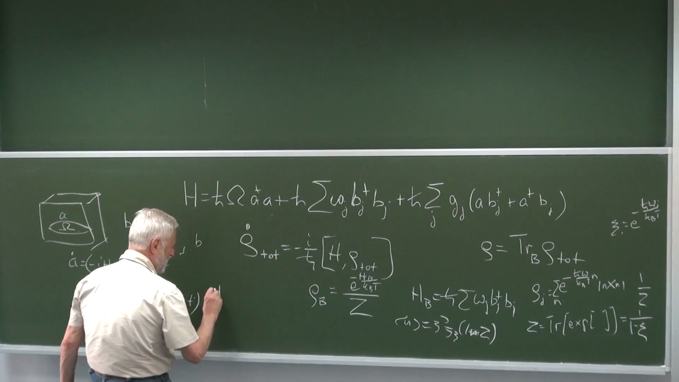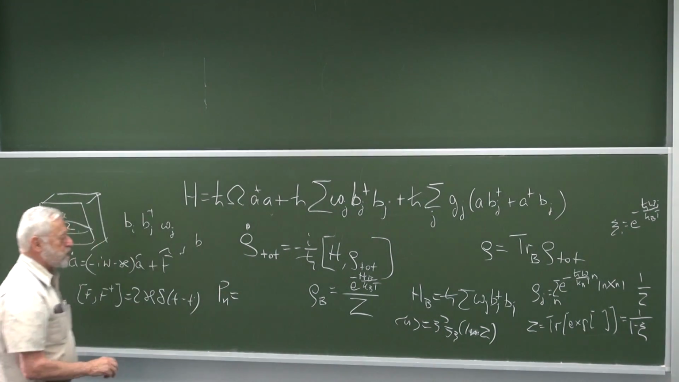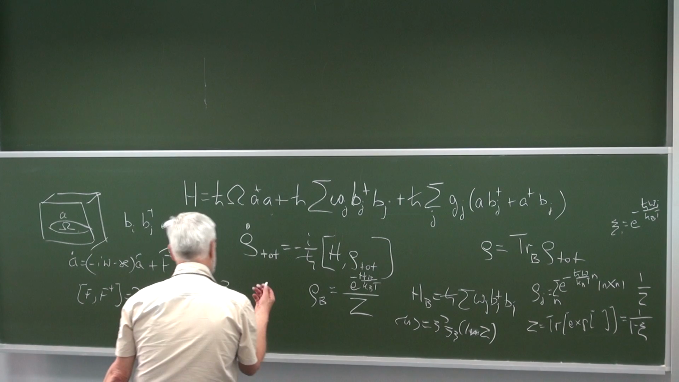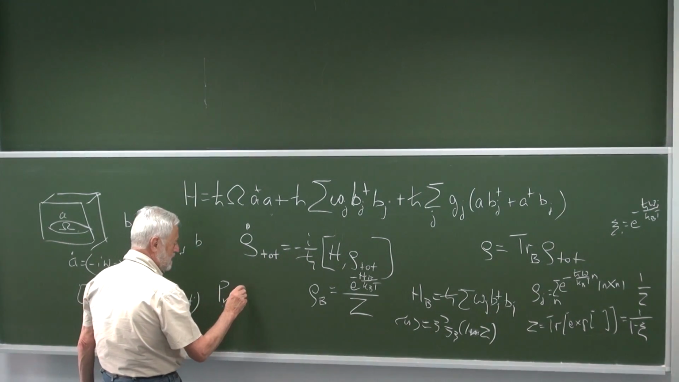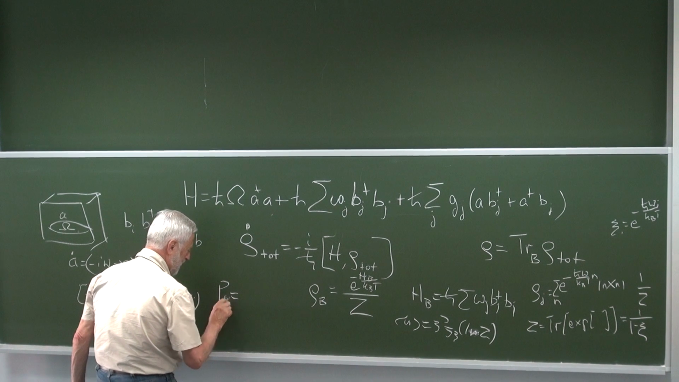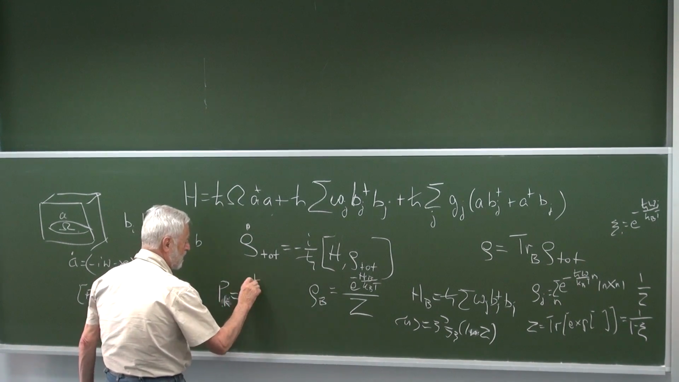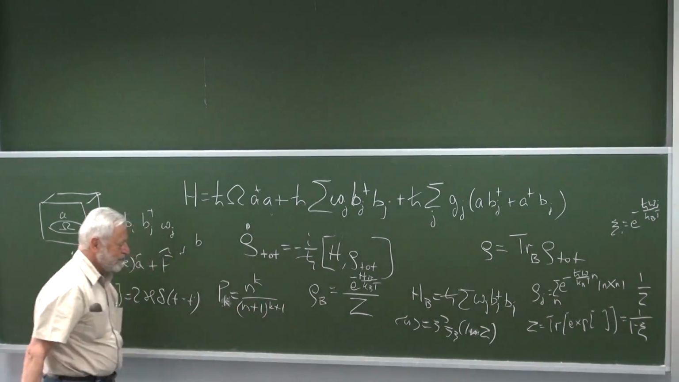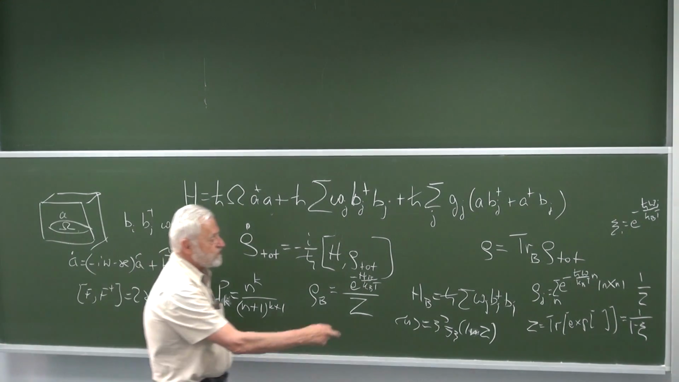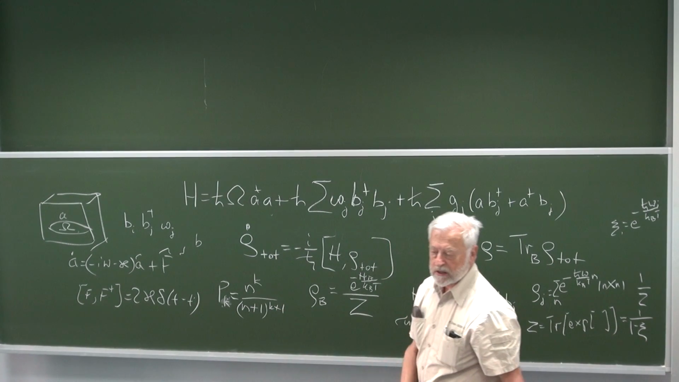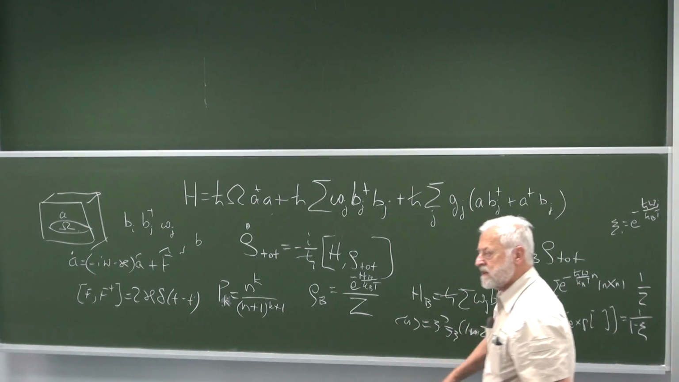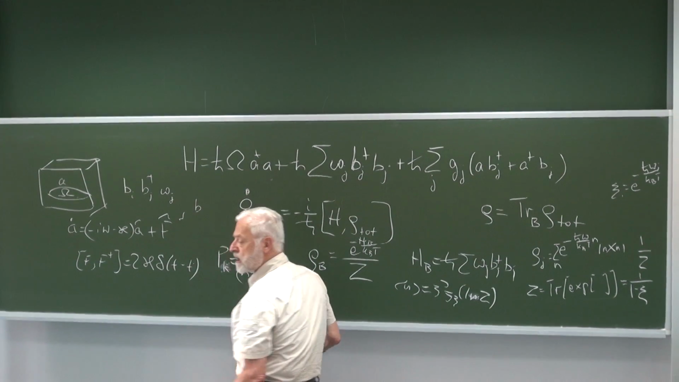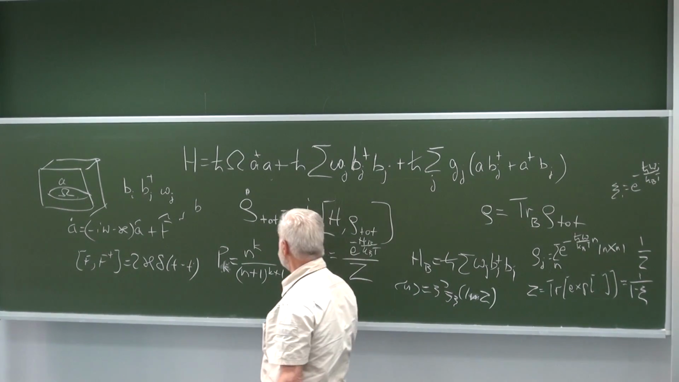I do it very quickly just because I'm repeating what I've been telling you already, that the probability of finding exactly k photons in a temperature T, n is the mean value, is n to power k divided by n plus 1 to power k plus 1. This 1 over n plus 1 comes from Z, the rest is just showing that it's a geometric series. Okay, so that much we know and we care about our bath.